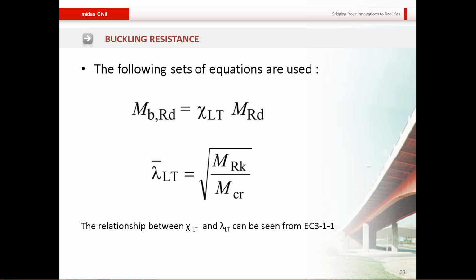Now, MRK is the characteristic value of bending resistance, while MCR is the critical elastic moment. For hogging regions of composite bridges, it is actually sometimes difficult to find theoretical models that have realistic values of MCR. So EC4 refers to EC3-2, which has two different methods for non-dimensional slenderness ratio calculation, the general and the simplified method. MIDAS Civil goes with the general method.